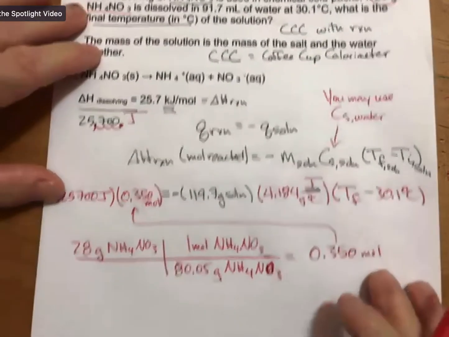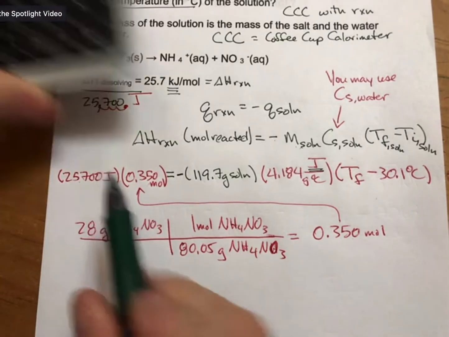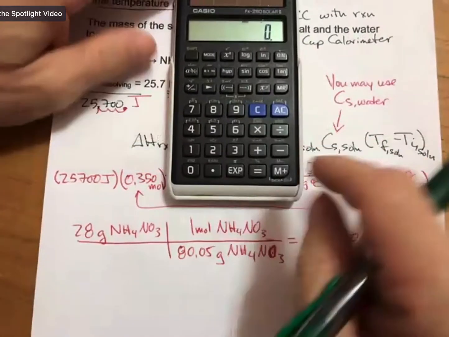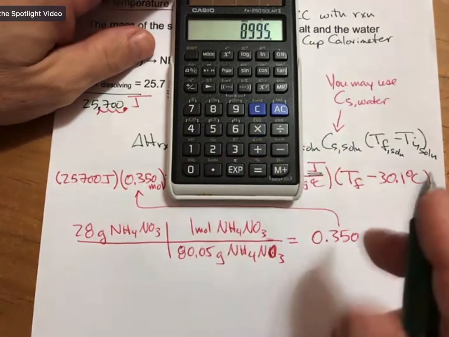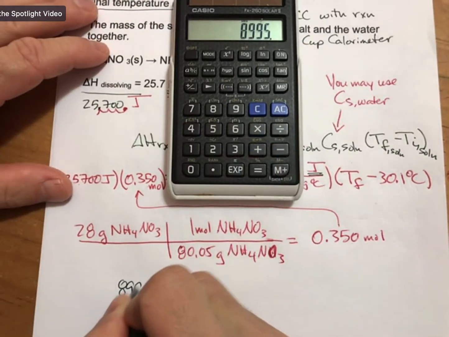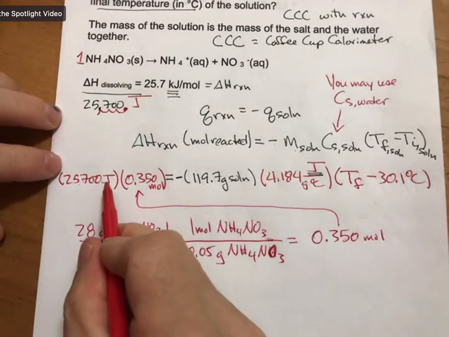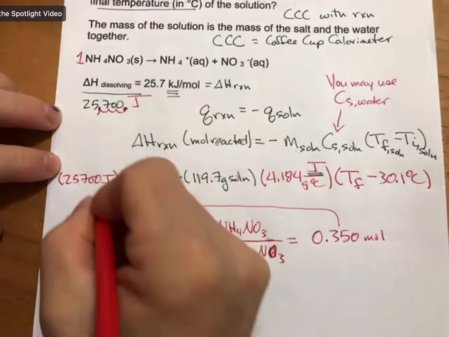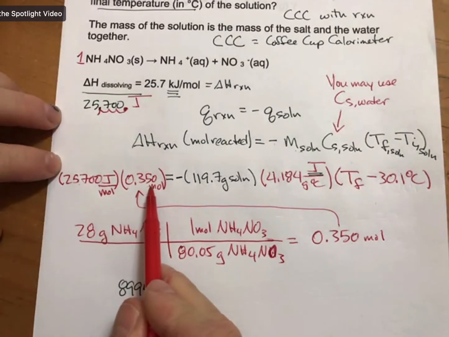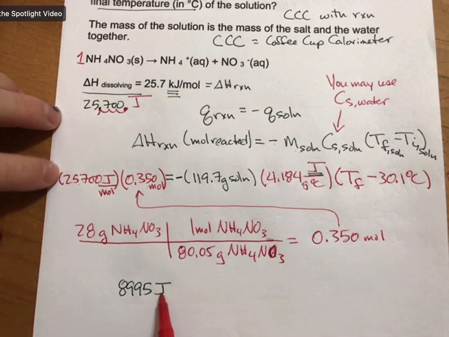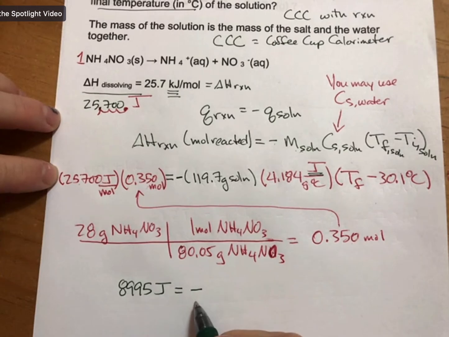Now, multiplying this all out, I will multiply out the left-hand side this time. 25,700 times 0.350 is 8,995 joules. Oh, I'm sorry. When I did this, the joules here should have been joules per mole. I love my units. I love canceling my units. I'm showing that the moles are canceling here and I'm just left with joules. Don't forget the minus sign.